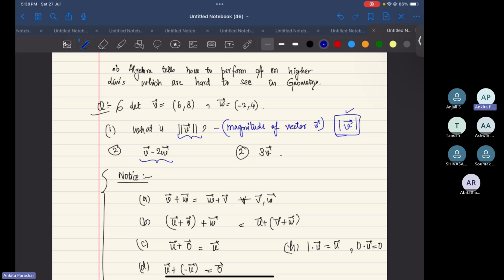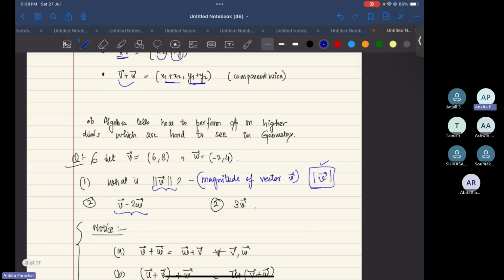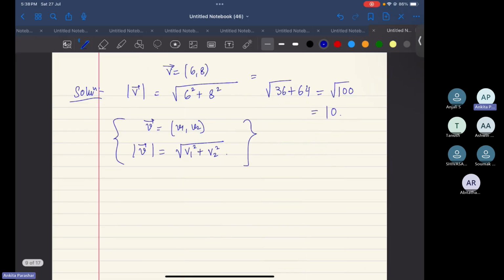Okay, so let's do it algebraically. Since we just now saw the definition of summing up two vectors, let me write w is minus 2, 4. Meanwhile, you also try.